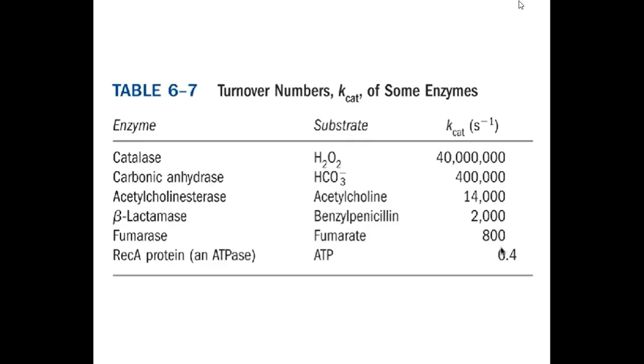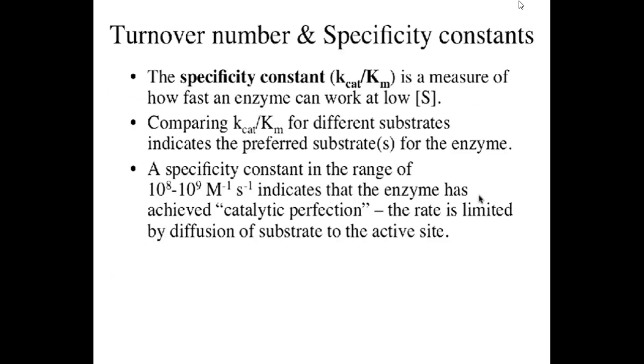Here are rate constants for a few different enzymes. Catalase is one of the world record winners, so 40 million reactions per second for breaking down hydrogen peroxide into oxygen and water. Of course, it will never be that fast because you would have to completely saturate the enzyme with substrate. And RecA is down at 0.4. So you have a large range in kcats.